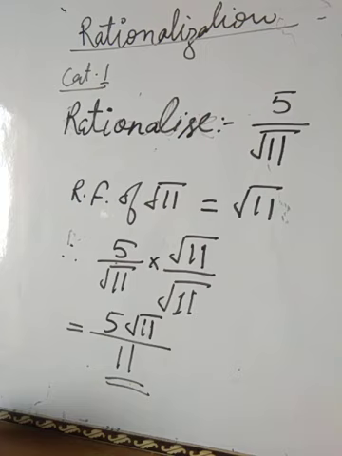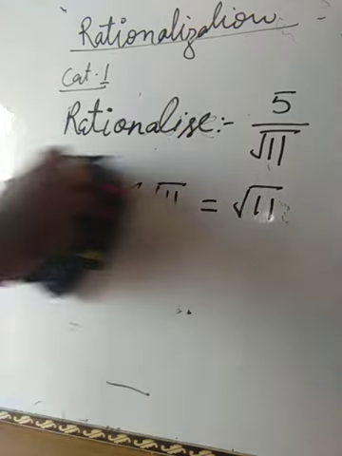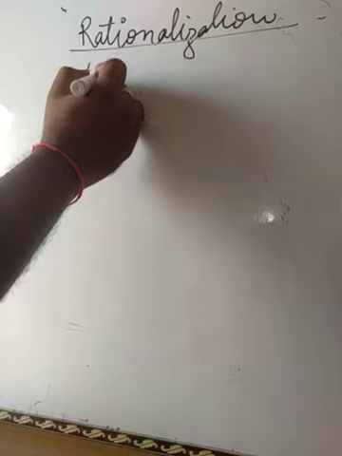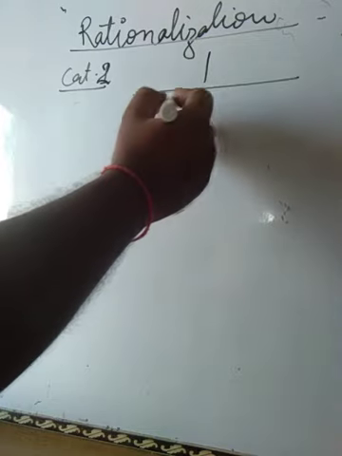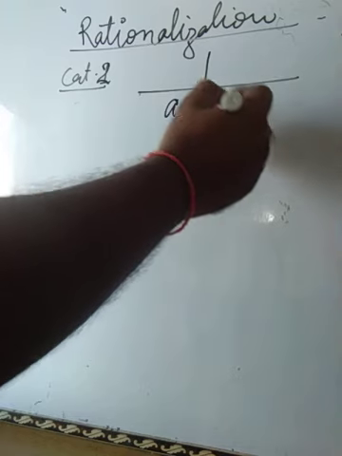Now we will move to the next category, that is category number 2, right? In that one there will be some special cases, and that time in the denominator of that rational number 2 or more than 2 terms will be there. So this is category number 2, and definitely the question will be in the form of a plus under root b.